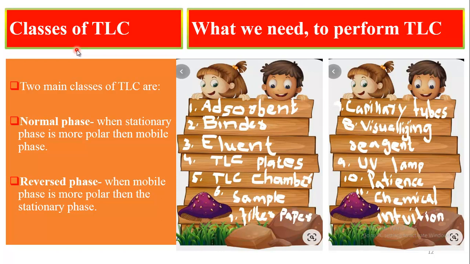There are two classes of TLC, mainly based on the phases. Normal phase, in which the stationary phase is more polar than the mobile phase, so we can use different types of phases depending upon the separation method. And the other is reverse phase, in which the mobile phase is more polar than the stationary phase. First we used normal phase, and now reverse phase is more prominent and mostly used as a separation technique.